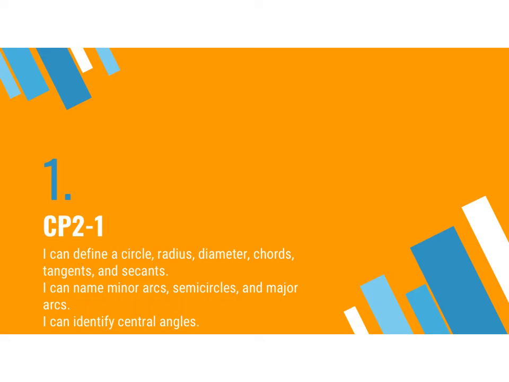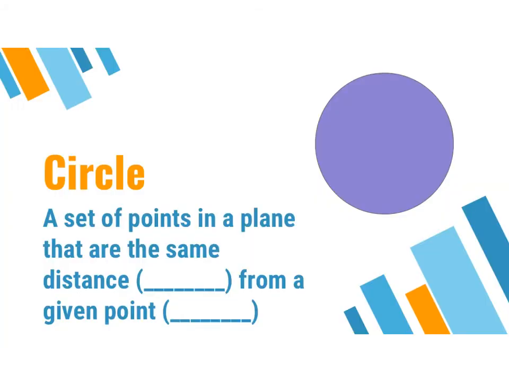CP2 covers a great deal of vocabulary within circles. So we'll be talking about what a radius, diameter, chord, tangent, and secant is. We also will talk about minor arcs, semicircles, and major arcs. And we will begin to talk about central angles.